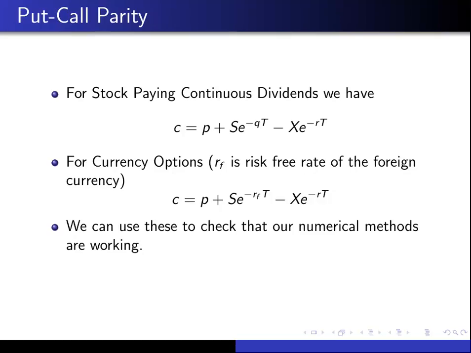We can use these to check that our numerical methods are working. So say you have some way to determine the call option price, and you also have some way to work out the put option price. Well, we have these symmetries. We have these qualitative properties. So does your numerical method respect the symmetry?